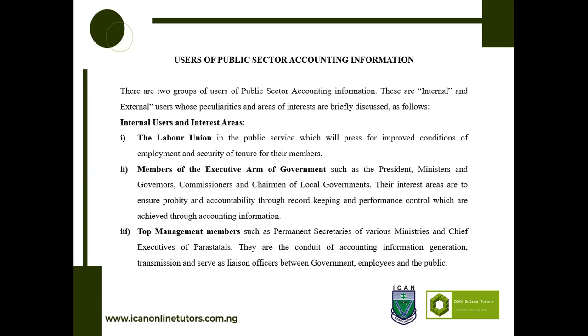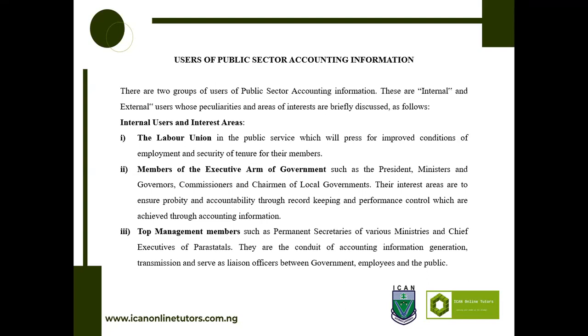So the internal users include the following. We have the members of the executive arms of government. This is one of the primary users of public sector accounting. Who are they? These are the presidents, the ministers and the governors, commissioners, and chairmen of local governments. So these are the primary users of public sector accounting.